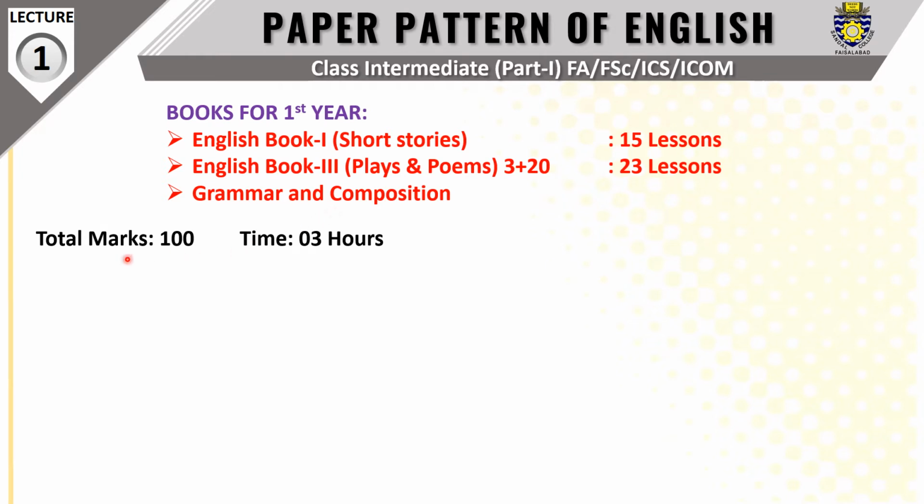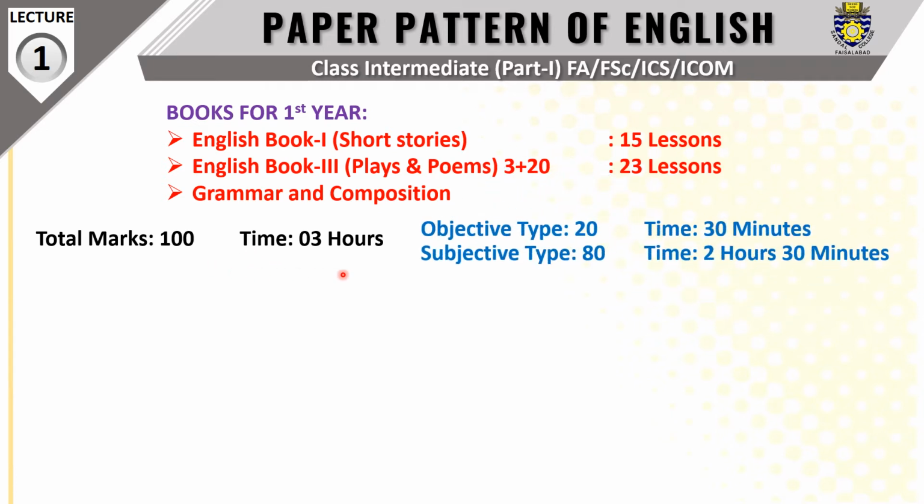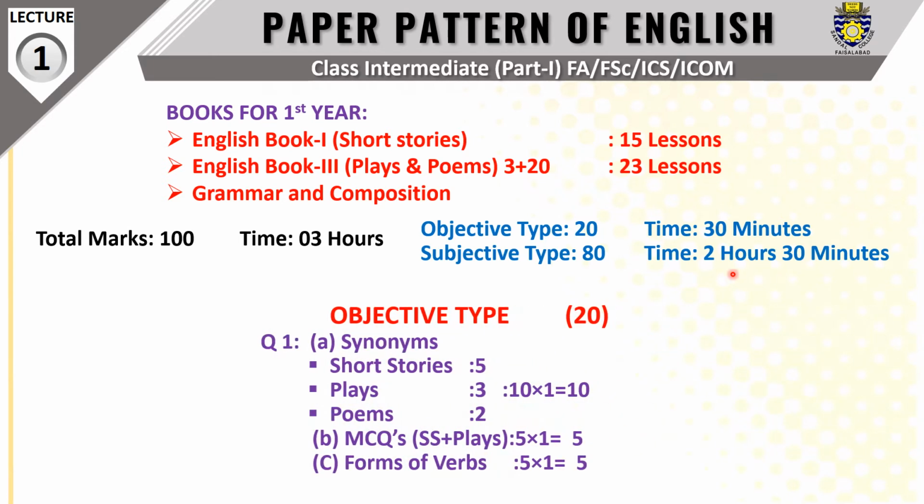Dear students, your paper will be of 100 marks and you will be given 3 hours to solve your English paper. English paper has been divided into 2 parts. First is objective type, that carries 20 marks, and second is subjective type, that carries 80 marks. For objective type paper, you will be given 30 minutes, and for subjective type paper, you will be given 2 hours and 30 minutes. You are supposed to solve your paper within the time. First of all, objective type, that carries 20 marks.